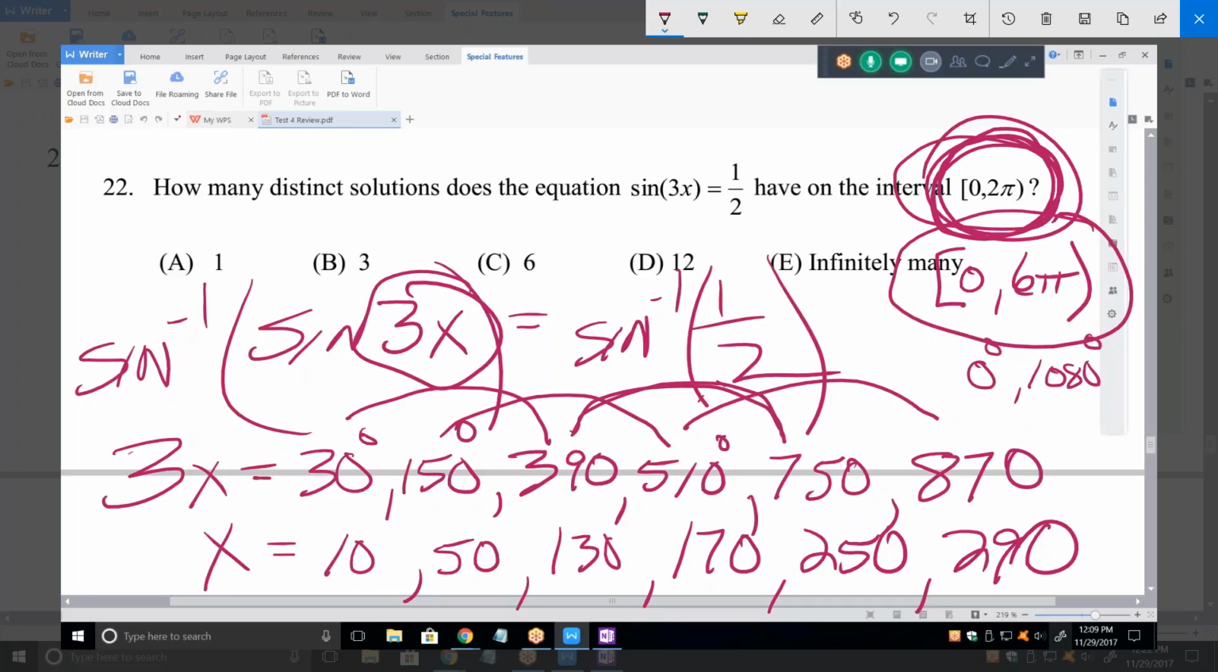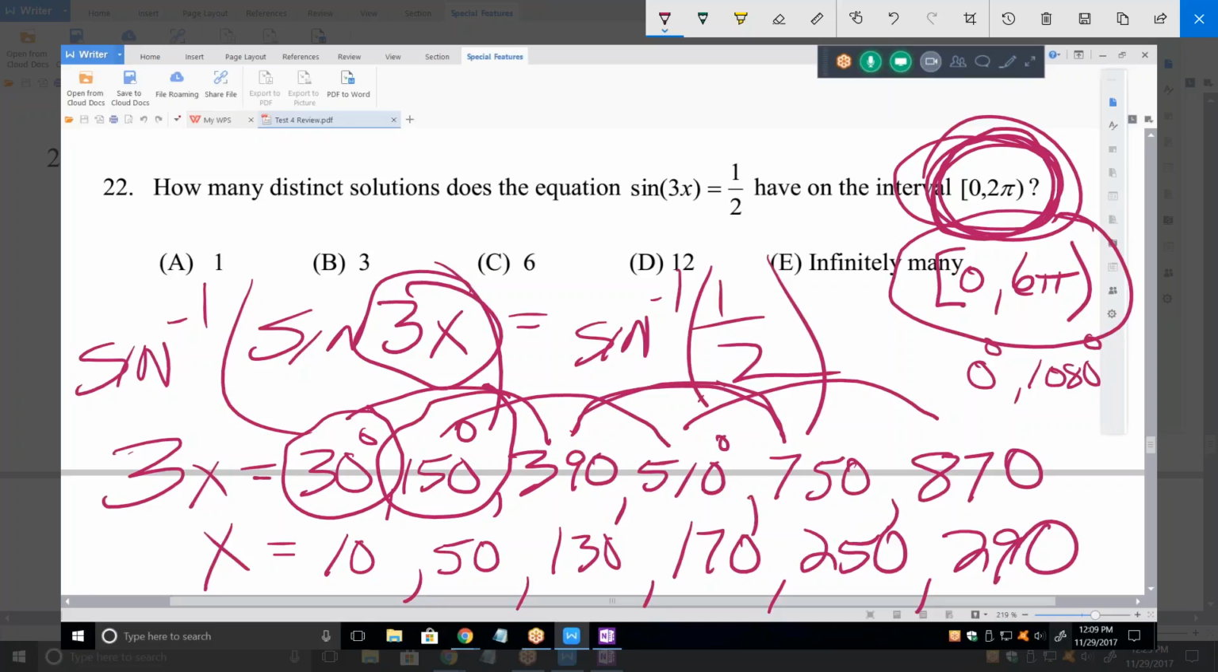This problem illustrates 2 things. First of all, you have to be able to handle a multiple angle. But the way to handle it is real easy. You just take the inverse sine of both sides. So you get 3x equals the inverse sine of 1/2. Well, your calculator is going to give you the first quadrant answer. Your calculator is not going to give you the other, but you can figure out that answer.